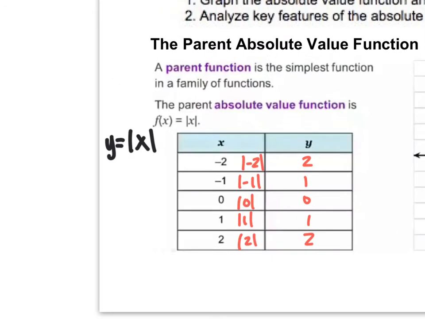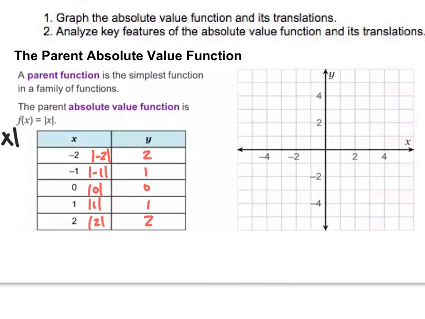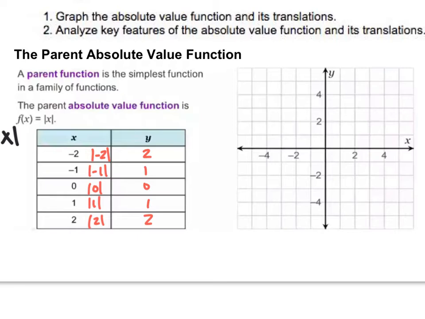If I were to go through and plot these points, what you end up getting is the point negative 2, 2. I'm going to plot that point here. This is the point negative 1, 1, so that's going to be here. Then the point 0, 0, which is this point here. Then you have 1, 1, which is here, and the point 2, 2, which is here. And you get this V-shaped graph.